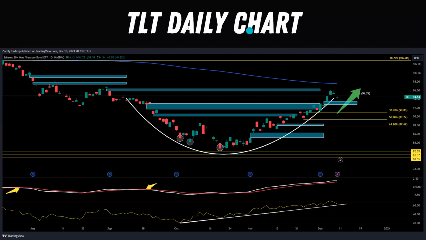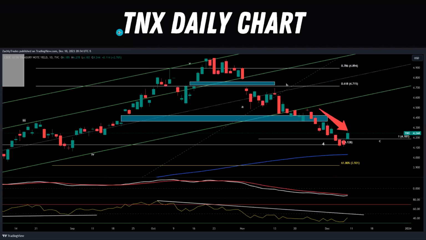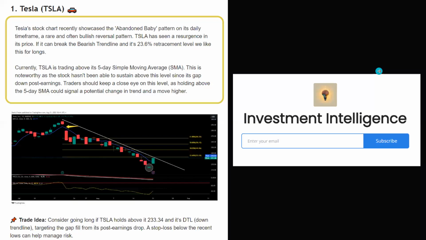As always, we're going to break down TLT, give you guys my thoughts and analysis on it. We'll take a look at the 10-year treasury yield, which is something very important. Typically, if you're trading stocks or if you're trading bonds, you generally want to pay lots of attention to treasury yields, and the 10-year is the most commonly looked at.